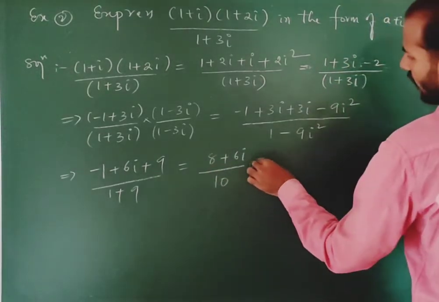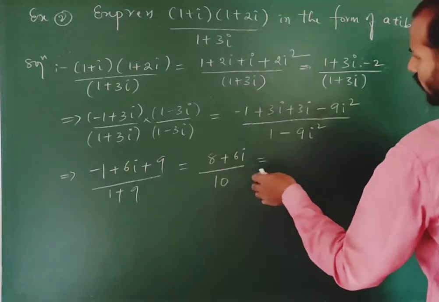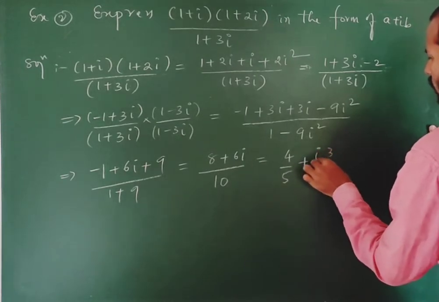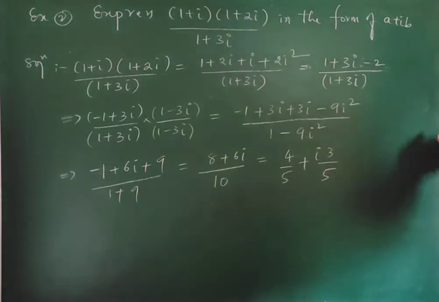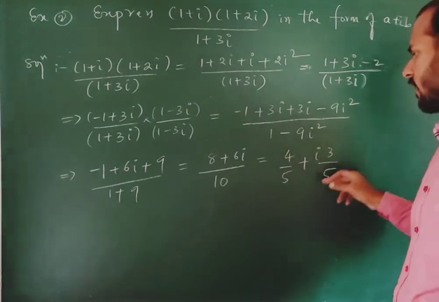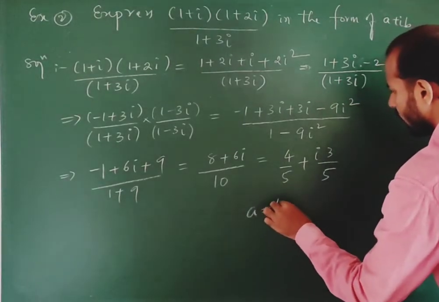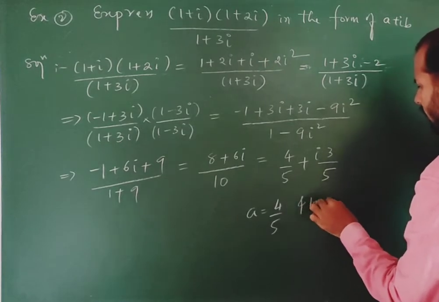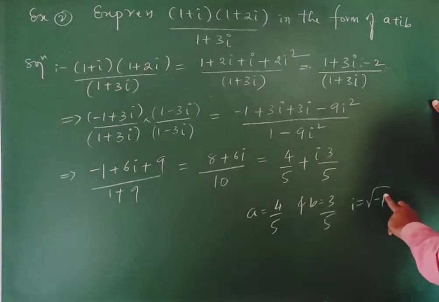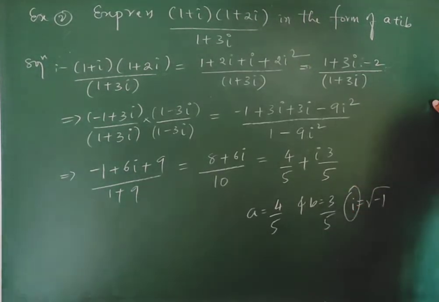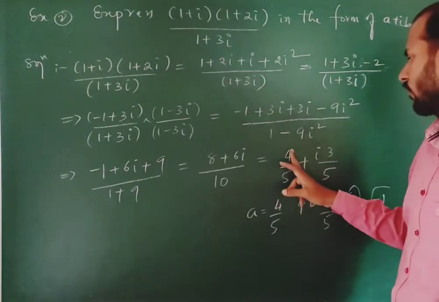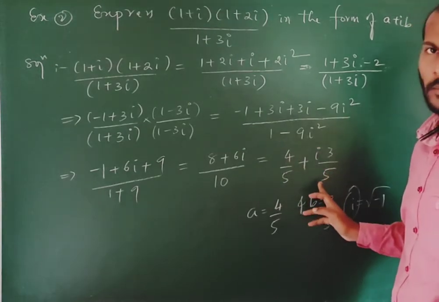After dividing and writing in the standard form, it becomes 4 by 5 plus i into 3 by 5, which is nothing but our required complex number in the form of a plus ib. Here a is 4 by 5 and b is 3 by 5. i value is what you already know well, under root of minus 1. Instead of writing under root of minus 1, we are writing i, right? So here the standard form of this expression is 4 by 5 plus i into 3 by 5, right?